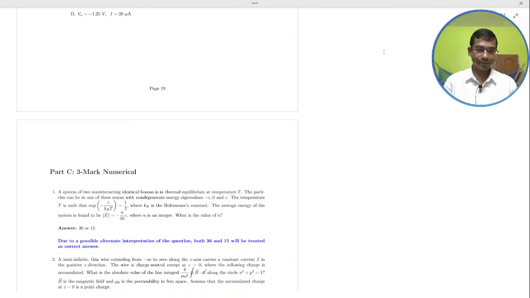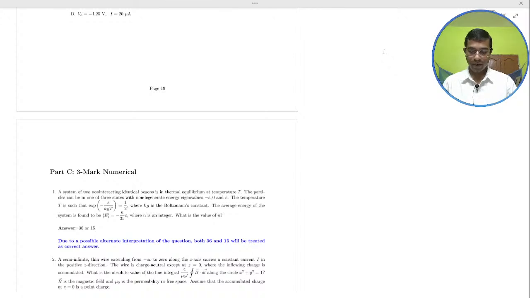A system of two non-interacting identical bosons in thermal equilibrium at temperature T. The particles can be in one of three states with non-degenerate energy values minus epsilon, 0, and epsilon. The temperature T is such that exponential of minus epsilon by kT is half. The average energy of the system is found to be minus n by 35 epsilon. What is the value of n? Numerical answer type.